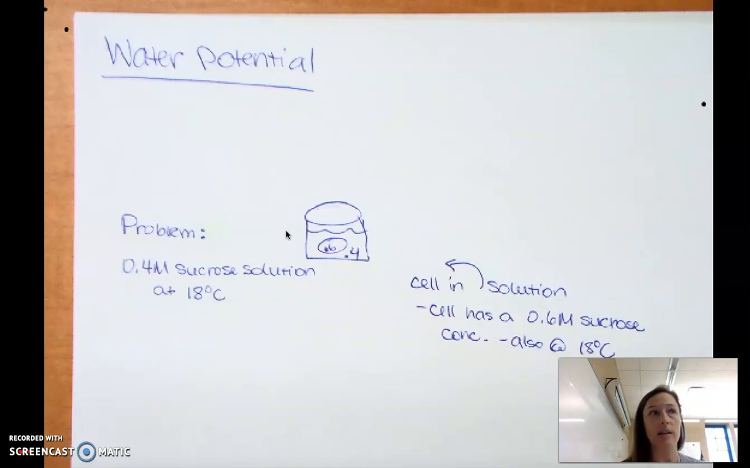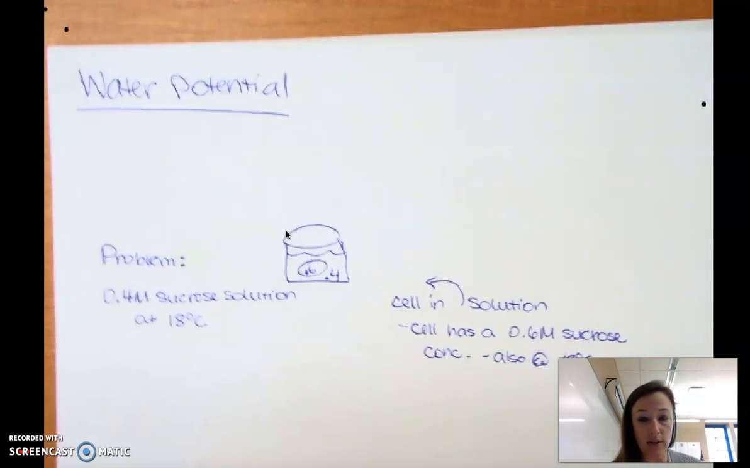So if I was a cell and I had really low water potential, like a real negative number, like negative 10 bars of water potential, you'd probably see water coming into me as that cell. So I can calculate the solute potential when given the formula.